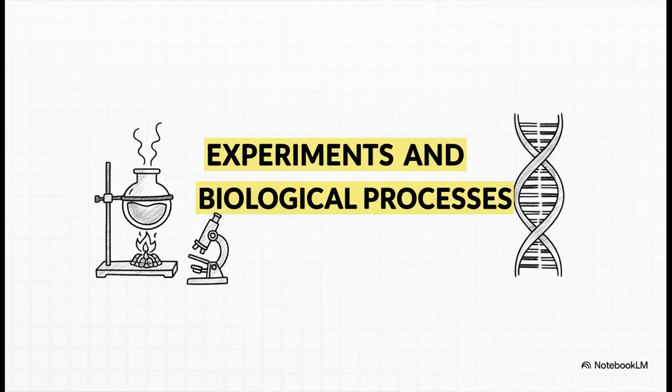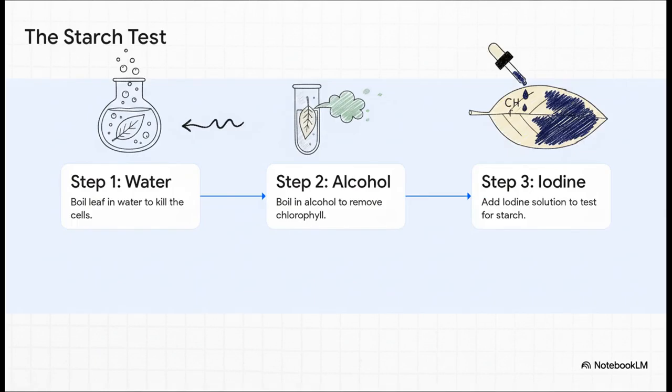Now, here is the absolute key. The examiners don't just want you to memorize facts. No way. They want to see if you actually understand how things work. And to do that, they focus on two big things: experiments and processes. And this is a perfect example. The starch test. It shows up all the time.